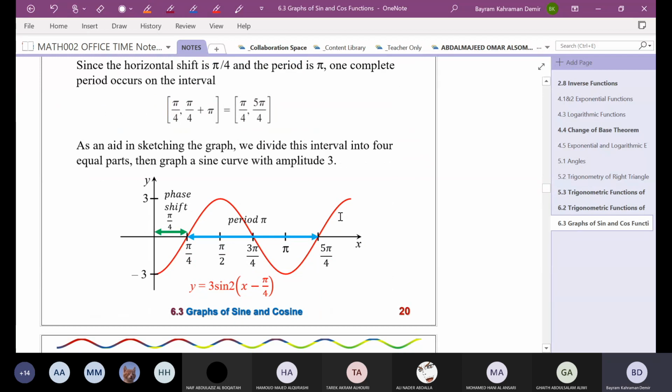All right. Now, let's remember, how did we sketch the sine graph, Shabab? Well, the sine graph starts from the origin, right? But now I'm not going to start from the origin. I have to go to the right. How much to the right, Shabab? Pi over 4 units to the right. Exactly. So I will start from pi over 4, instead of the origin.